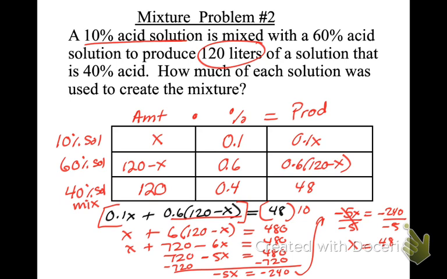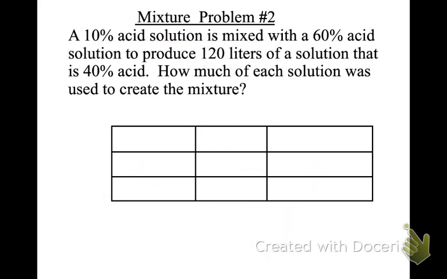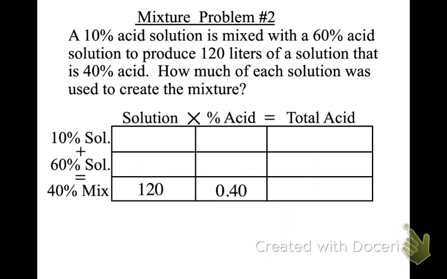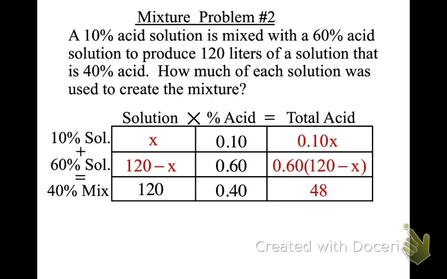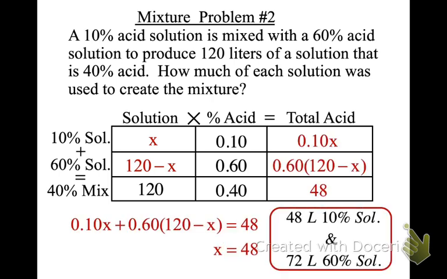And 48 represents what? Well, not for the 10%. Liters. Liters of the 10%. So this is 48 liters. And then the other one would be, how would I figure out the other one? 120 minus the 48 is 72 liters. So, can I erase? Now it's asking how much of each solution. So you do need both answers.